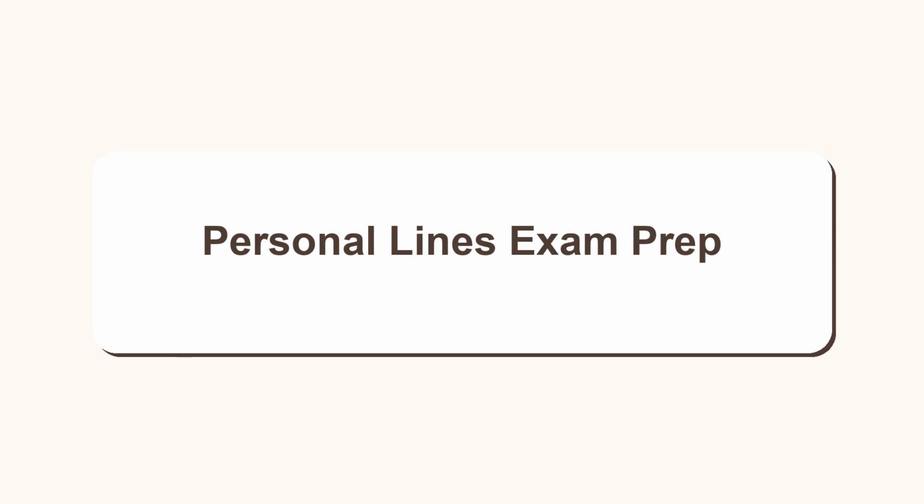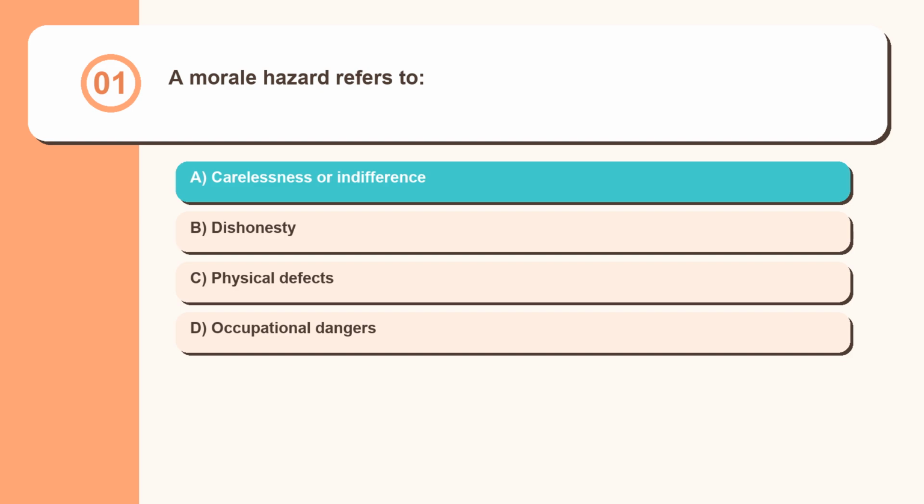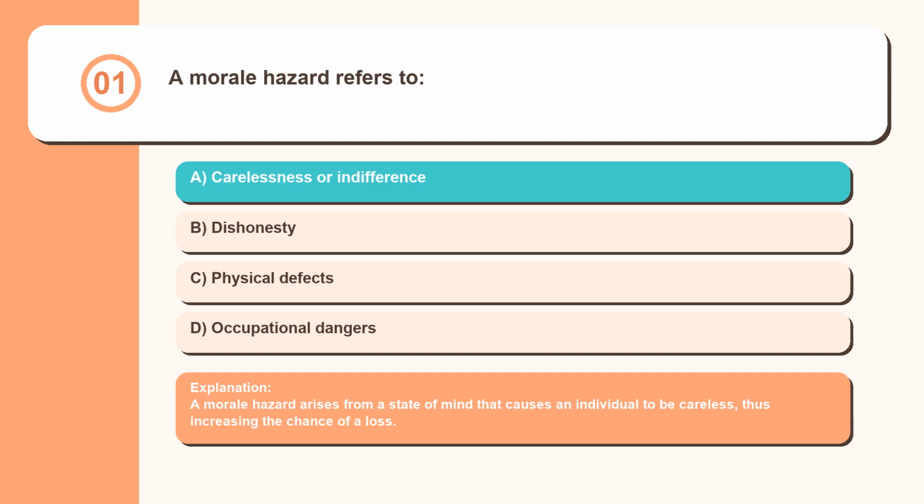Personal Lines Exam Prep. Question 1. A morale hazard refers to carelessness or indifference, dishonesty, physical defects, occupational dangers. A morale hazard arises from a state of mind that causes an individual to be careless, thus increasing the chance of a loss.